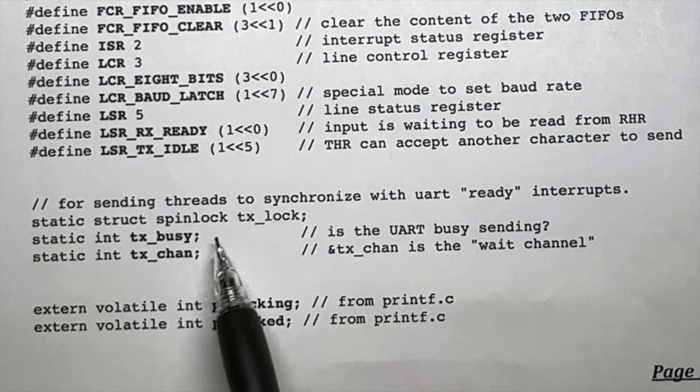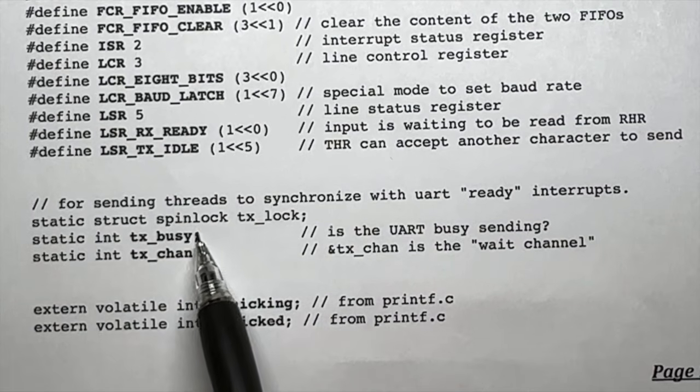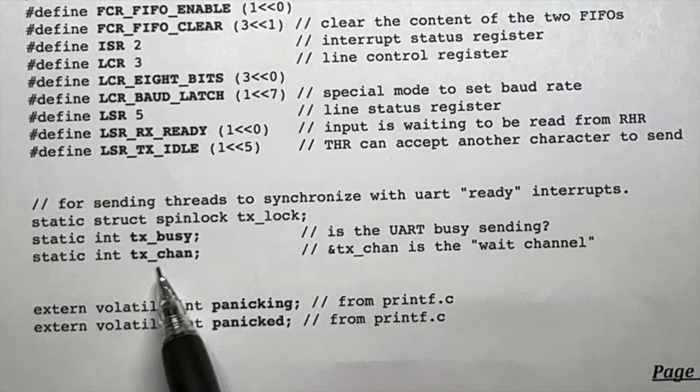The spin lock, named txlock, protects the txBusy flag. To examine or modify txBusy, we must first acquire and hold txlock. Also, we've got this thing called txchan.